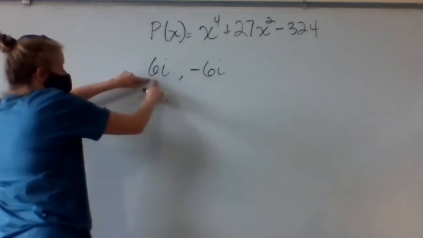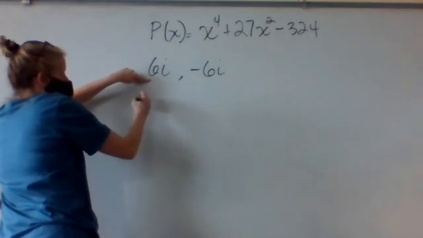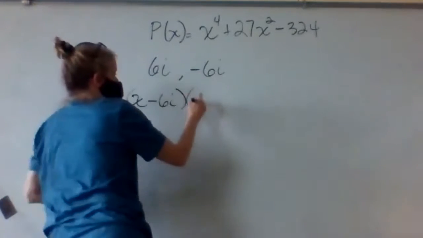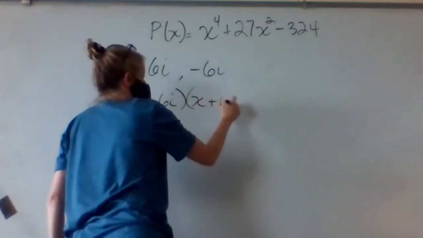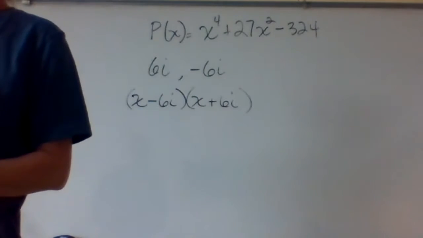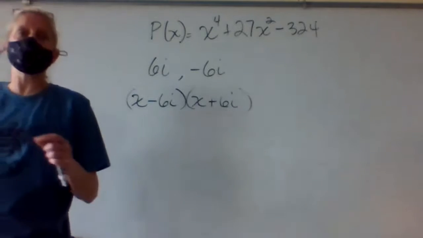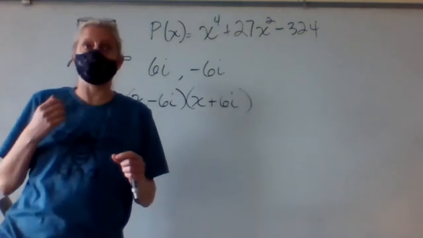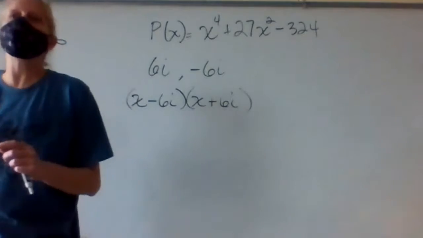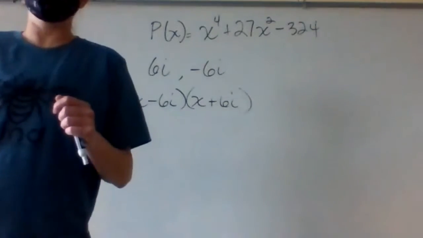You'll see why. This right here, what would have been its factor that it came from? x minus 6i. This one would have been x plus 6i. The reason I'm doing this is because if I multiply those together, they're conjugates, first of all. I'm not going to have an i in my problem anymore, and you'll see why.